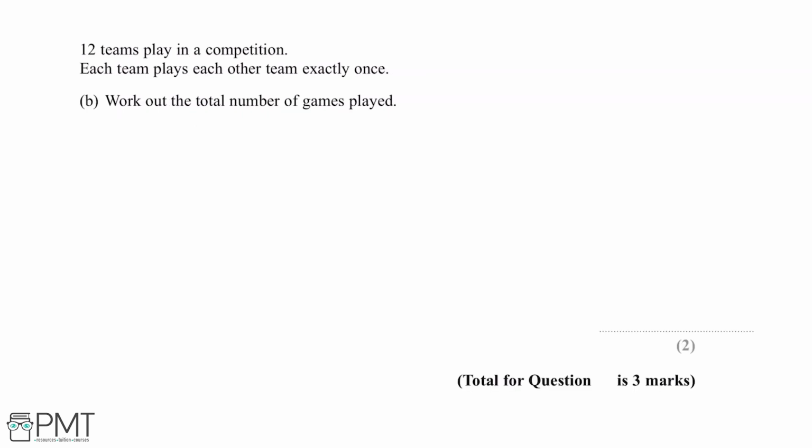"12 teams play in a competition. Each team plays each other team exactly once. Work out the total number of games played." So if there are 12 teams playing in this competition, and each team plays each other team exactly once, then this means that each team will play 11 games in total.